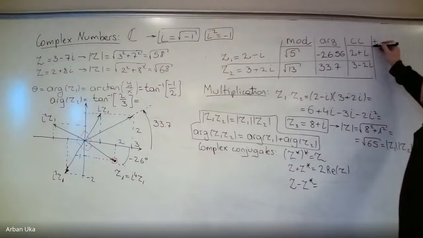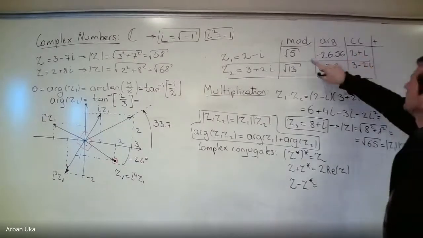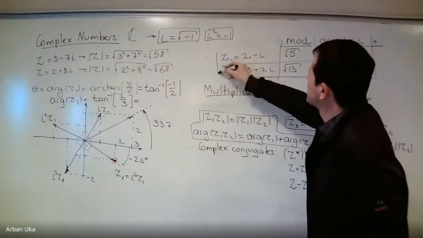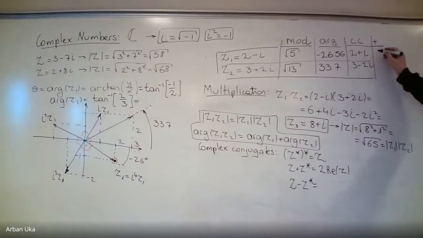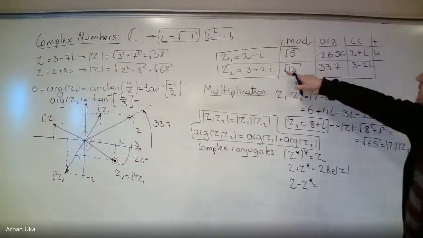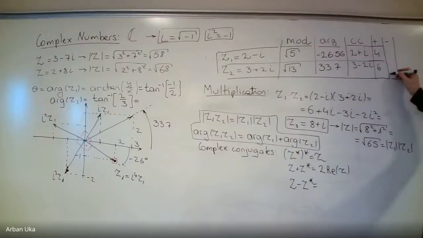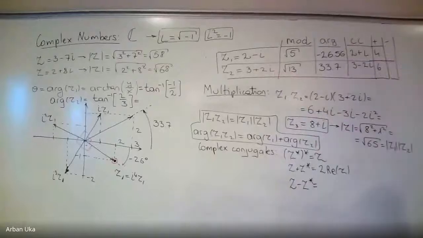So if we add these two, what do we get if we add Z1 with Z1 complex conjugate? So this is Z1, this is a complex conjugate. What do we obtain here? 6. Sorry. It's fine. So it looks like this is 2 times the real part because the imaginary part is gone.